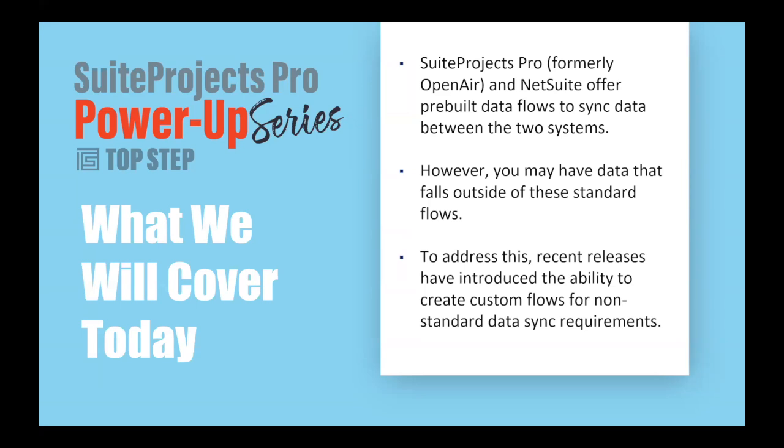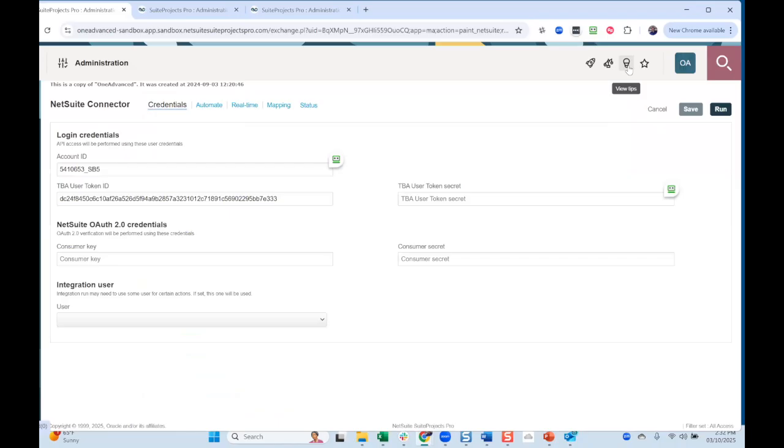So what do? Well, you may be able to solve it by using a custom flow, putting that in place inside the integration. So we're going to take a look at some of the use cases and how to do that within your NetSuite SuiteProjects Pro integration. The first thing you'll need to do is enable those custom flows. In order to do so, you'll need permissions to go into the administration form inside of the NetSuite integration and be able to add those options.